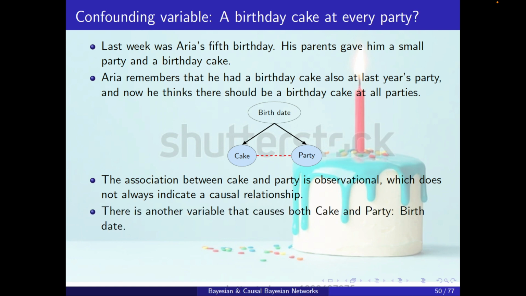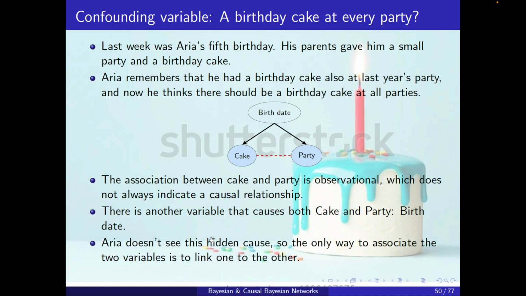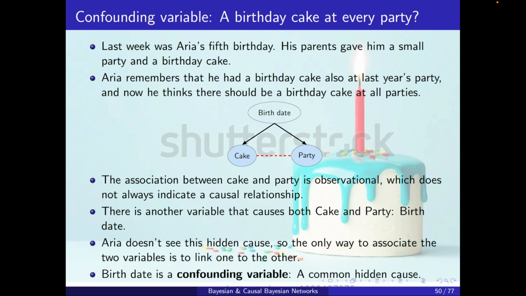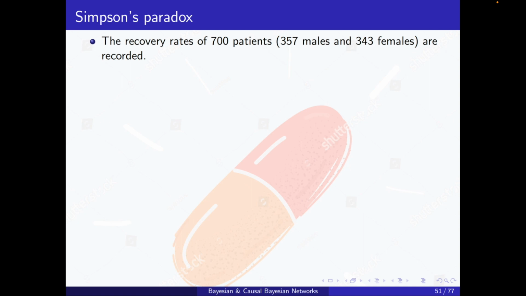There's another variable that causes both birthday cake and party, and that is the birth date. Arya doesn't see this hidden cause, so the only way for him to associate the two variables is to link one to the other, to assume one of them, say party, is causing the birthday cake. Here, birth date is a confounding variable, a common hidden cause. So what's the impact? Here's an example, the Simpson's paradox.